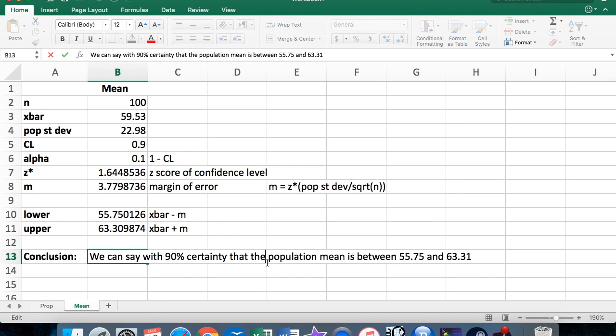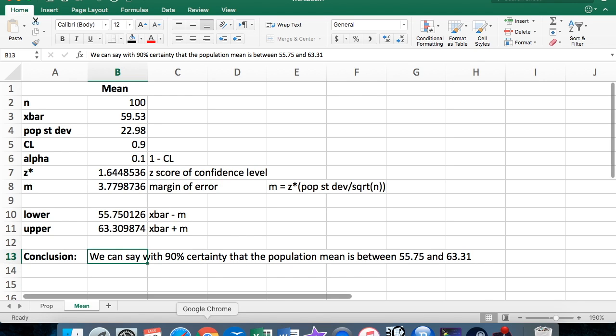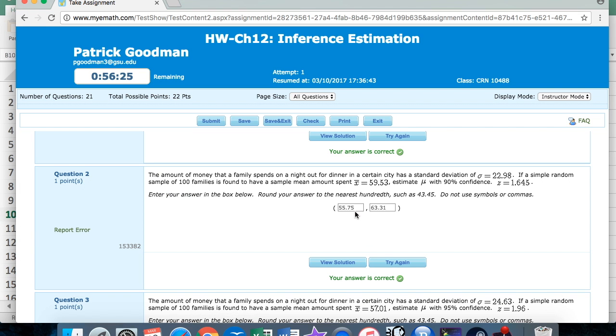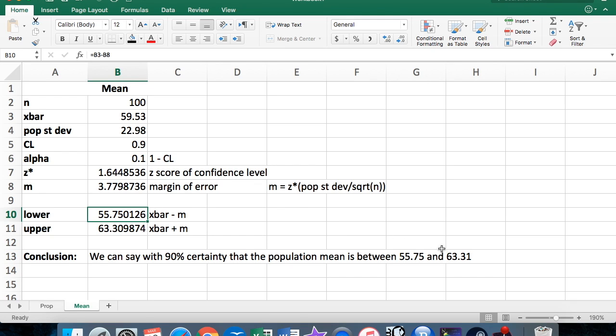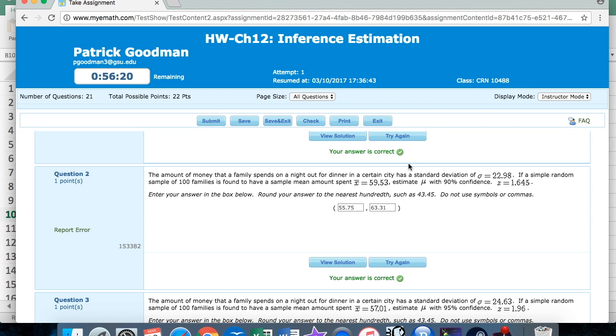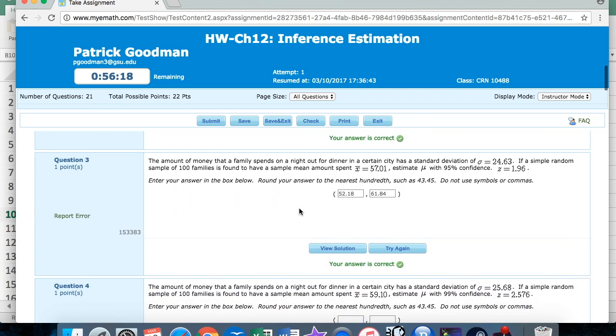Okay, so that's the population mean. So that's what we would do. It doesn't really ask us for that. It just asks us for this bound. So you just copy this guy over, throw him in there. See 55.75, and then your 63.31. Throw those guys in there, and we're done.